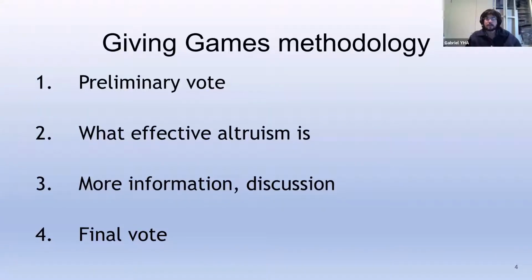Now, giving games follow a specific methodology. First, I give a preliminary demonstration of the 3 charities, very superficial, and then there's a preliminary anonymous vote by participants. Then I explain a bit about effective altruism and effective charitable giving. I also offer more information about the charities, including their effectiveness, uncertainties, and so forth. Then I moderate a discussion among the participants about how they think one or the other should win the money, and then there is a final vote to determine which one gets the money.